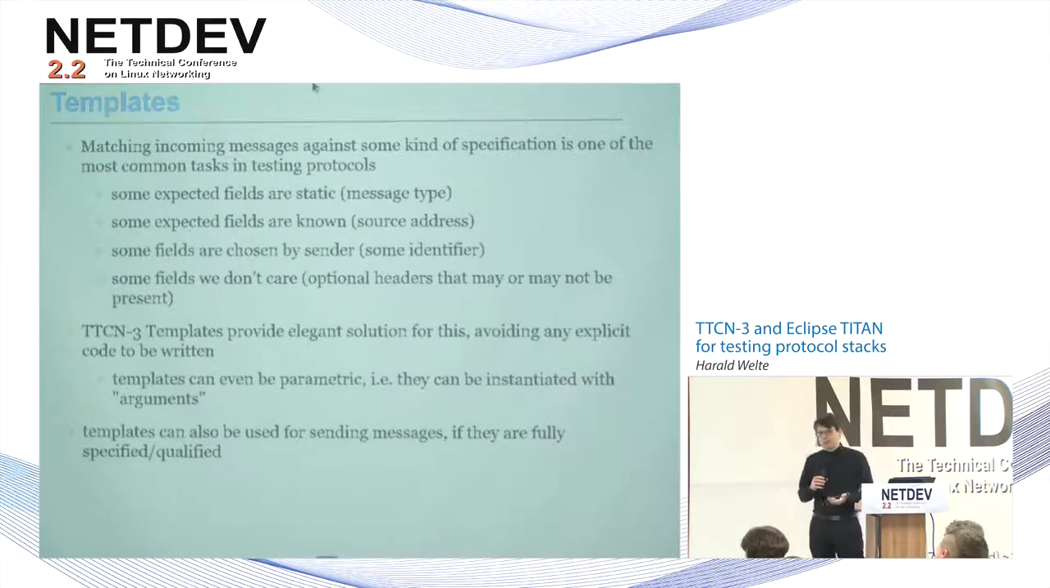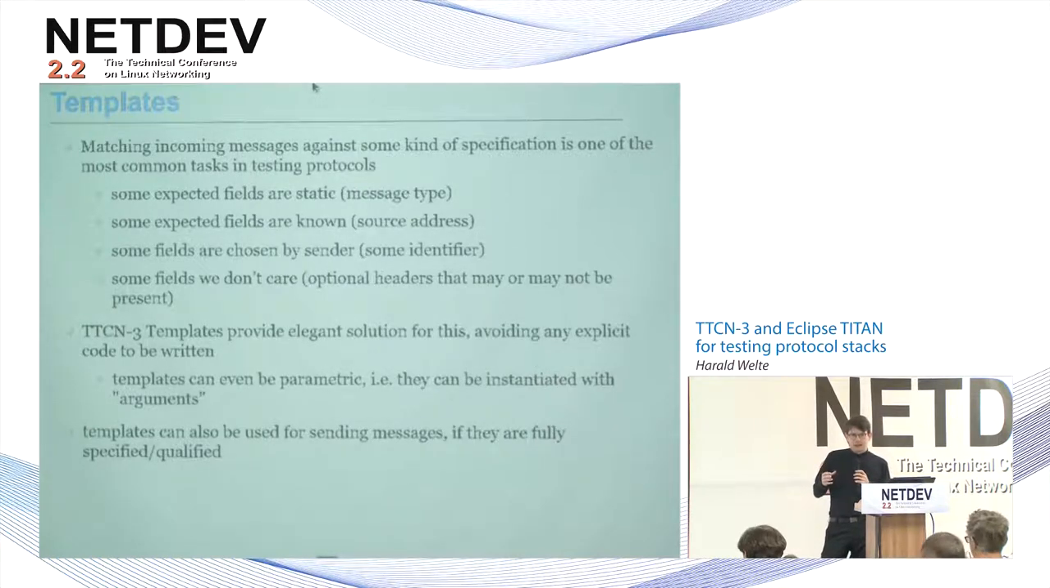But if you want to receive, then you want to match incoming packets. And what do you normally do? Well, if you do that in any other language, you would decode the packet in some way, and then you actually have handwritten code that checks, well, is this member in a certain permitted range, or is this identifier the number that I'm supposed to expect, and so on. And this again in TTCN-3, the templates can help you to do this.